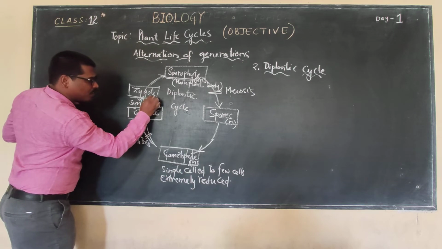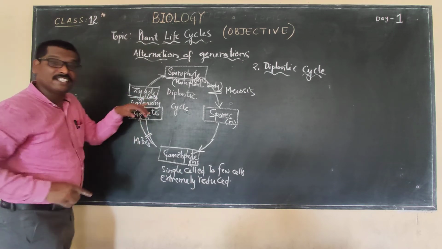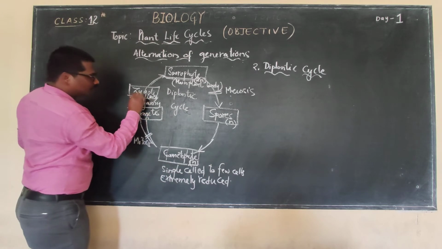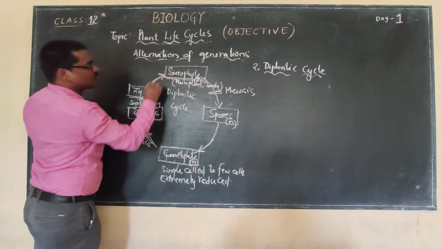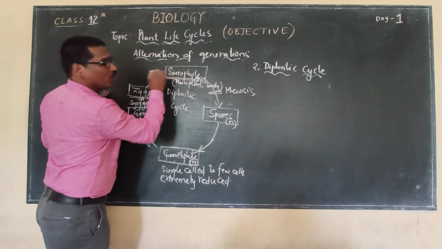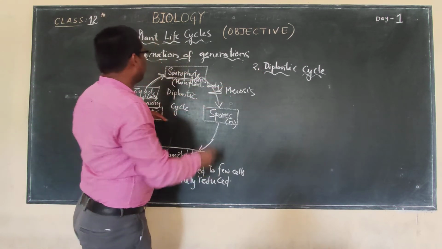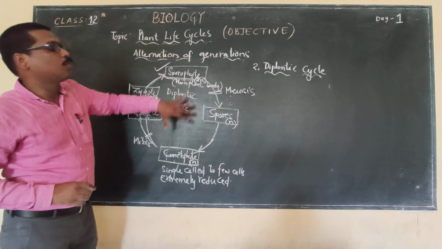So this zygote is what now? A single cell and it is diploid. This zygote germinates and develops into a sporophyte. So the duration to complete the diplontic life cycle is taken more by the sporophyte.